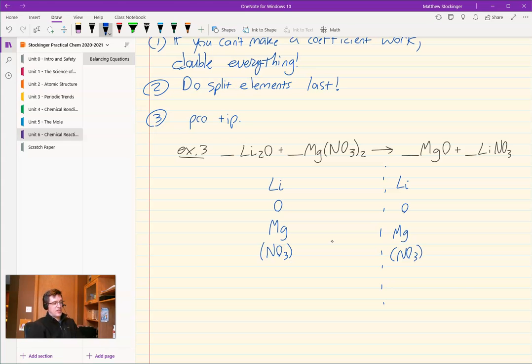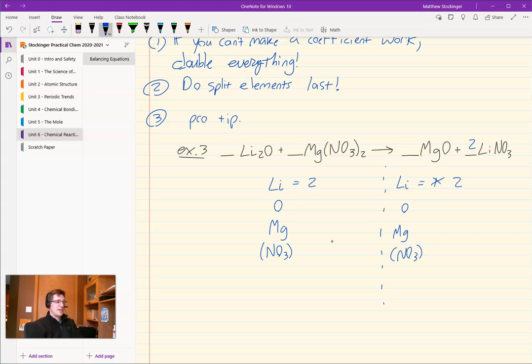Notice too that when I count ions, it gets rid of the problem of split elements. I don't have to think about oxygen separately. Look, oxygen shows up here, here, here, here. That could be really problematic. Oxygen could be tough. But when you consider it as part of a nitrate ion, that just totally eliminates that problem. At any rate, reactants, 2 lithiums, products, 1 lithium. Not enough. Let's put a 2 right there. Now we have 2 lithiums.